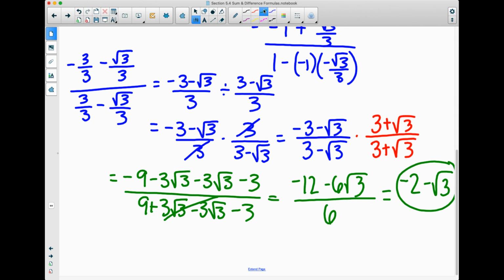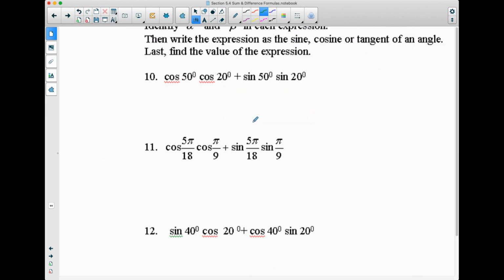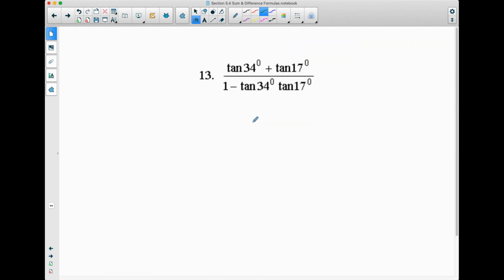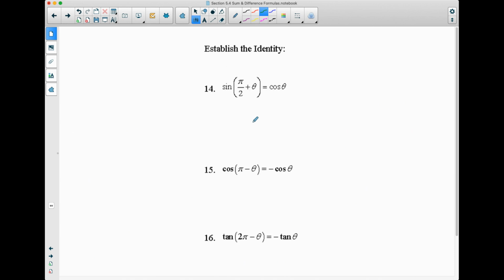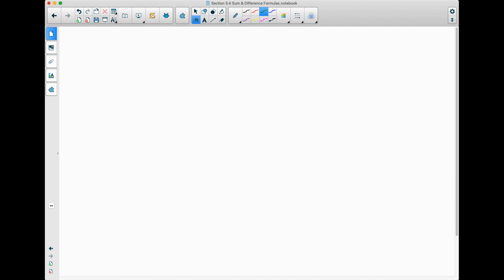Which ones did y'all choose? 5 pi over 4 and what? 5 pi over 3. Good to know. All right. Let's see. Other than that, I think that's just more going backwards. So I think we're okay to stop there.